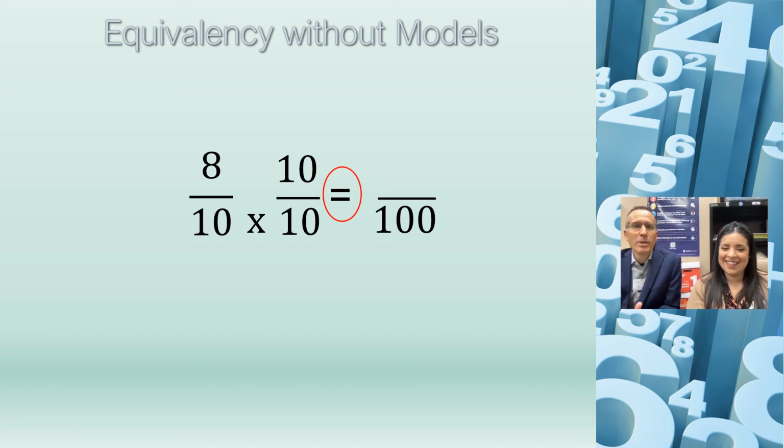So we really want to nail that down with our students and help them to understand, yes, we are multiplying the numerator and the denominator by 10, but we're actually multiplying the whole fraction, 8/10, by 10/10, which is 1 whole. Okay, and you can see that, of course, that gives us 80/100.